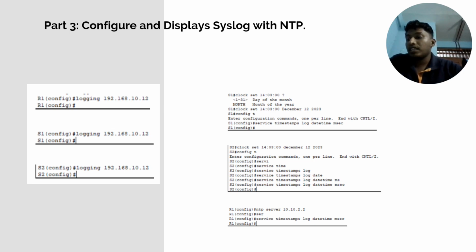And for switch 1, we must set the clock. The command is clock set 14:23, which is by the day of December 12th, the year is 2023. Then we have to get into global configuration mode and enable the service timestamps. And for switch 2, we do the same thing.